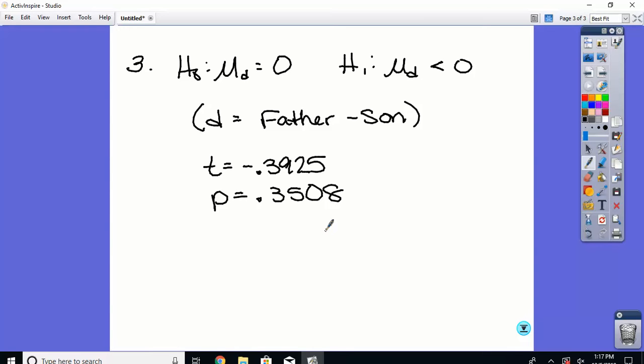So if I look at this, my P is 0.35. My alpha here was 0.1. P is greater than alpha, so what does that mean? Okay.